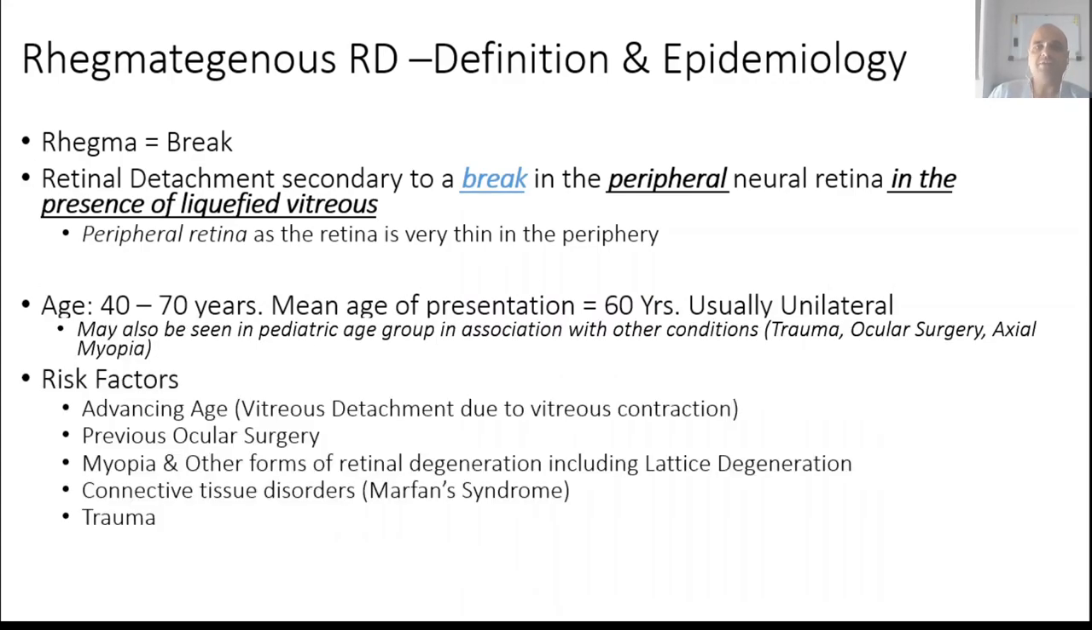The risk factors include advancing age, myopia, together with other types of retinal degeneration, including lattice, previous ocular surgery, connective tissue disorders like Marfan syndrome, and ocular trauma. There are other risk factors, but these are the ones that are at the top of the list.